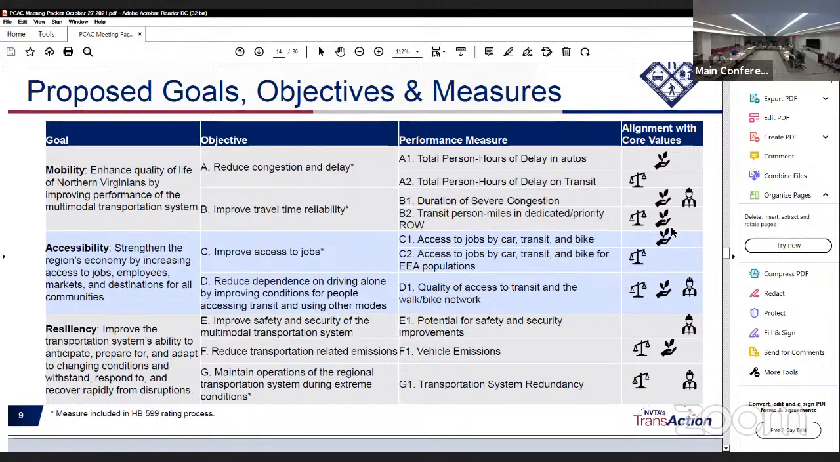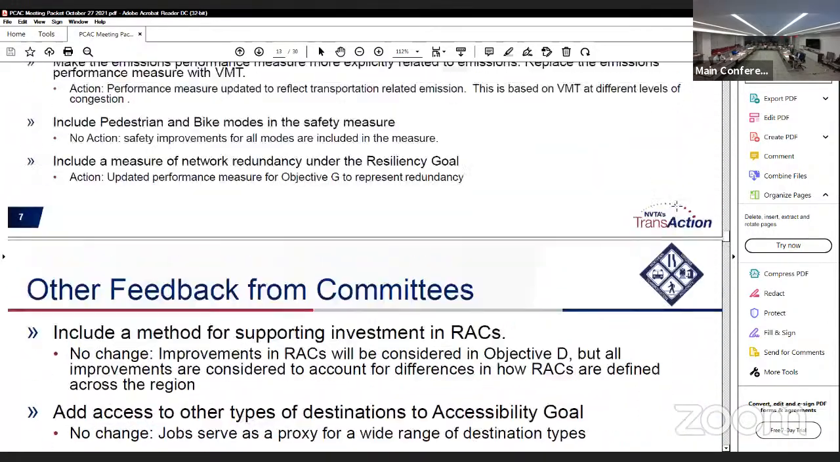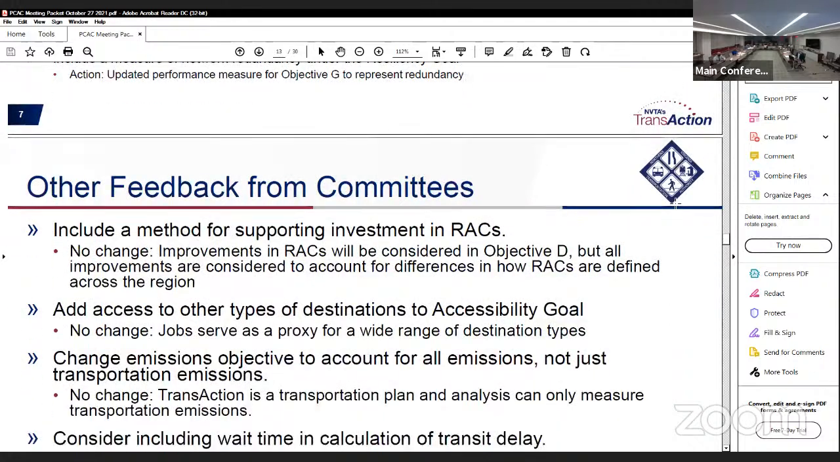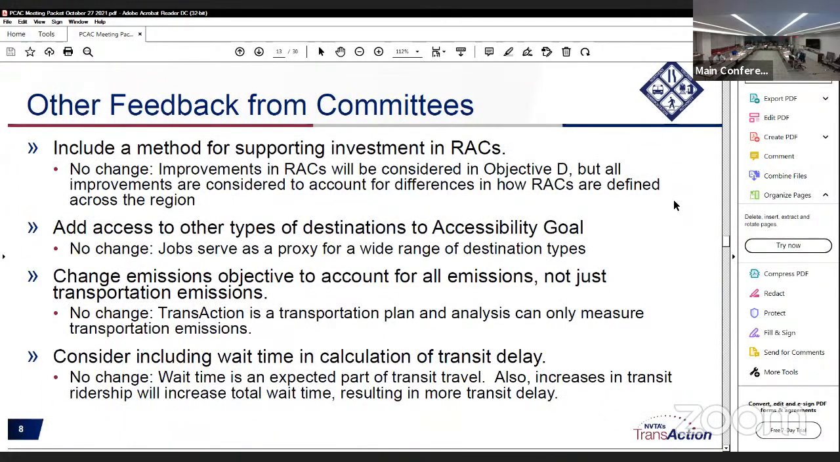Vice Mayor Bennett Martin? Thank you, Madam Chair. Following up on Council Member Friedrich's comments, a couple of questions. Looking at comments on slides 7 and 8, one suggested making a performance measure more related to emissions, replacing the performance measure with VMT. And on page 8, changing the emissions objective to account for all emissions, not just transportation emissions. I understand the answer to that one, but tying these two together, it seems like we're not using straight VMT, or using VMT at different levels of congestion, which wouldn't necessarily take into account other transportation related emissions from vehicle manufacturing or roadway construction, maintenance, all of those factors.